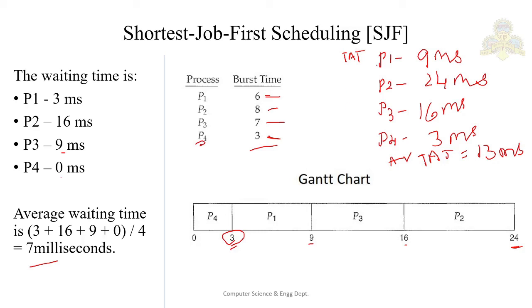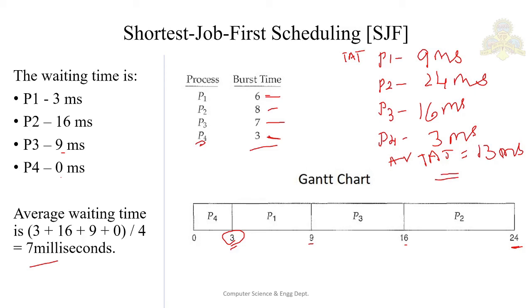So for process P1, what is the completion time? It is 9 milliseconds. What is the arrival time? We have assumed that all processes have arrived at 0 milliseconds, right? So 9 minus 0 is 9 milliseconds. P2 completion time is 24 minus arrival 0, that means 24 milliseconds. P3 is 16 over here, 16 minus 0 is again 16. P4 is 3, 3 minus arrival time 0, is again 3 milliseconds. That is easy, right? So 13 milliseconds is the average turnaround time.